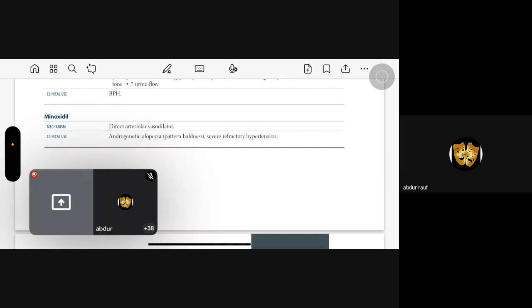So, how does minoxidil work? Minoxidil increases the flow of blood in the blood vessels, and when the flow is increased, more nutrients and more blood go into those areas, and when more nutrients and blood go into those areas, there will be increased growth of hair there. So there are two drugs that we use for male pattern baldness. One is minoxidil and the other is finasteride, right?